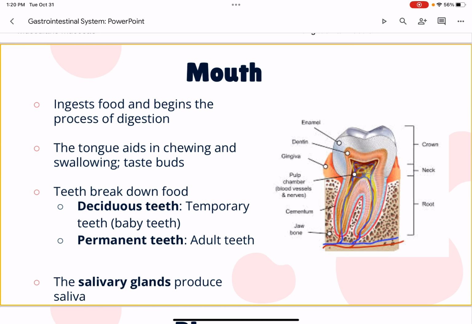In the crown region, the dentin is protected by a tough covering of enamel. The bone-like enamel is the hardest substance in the body. Enamel helps to protect the tooth against the wear and tear of chewing.